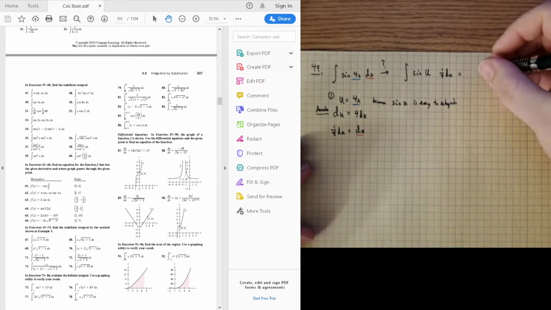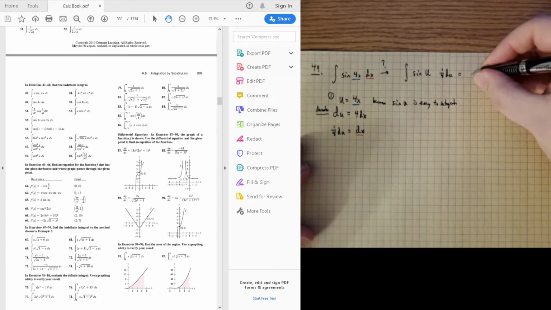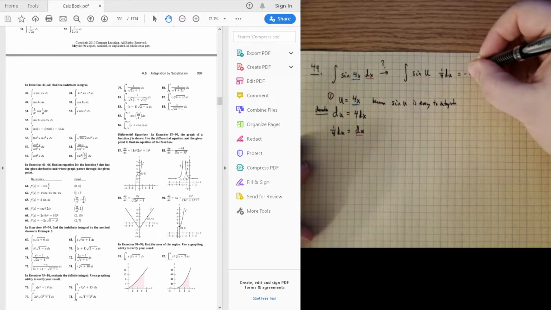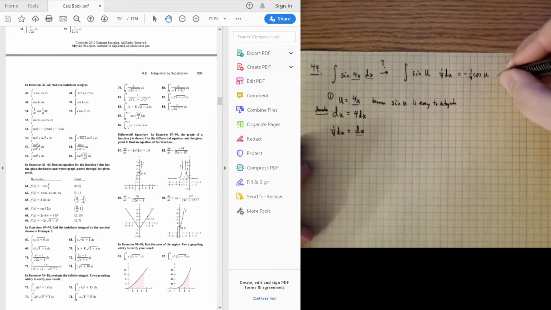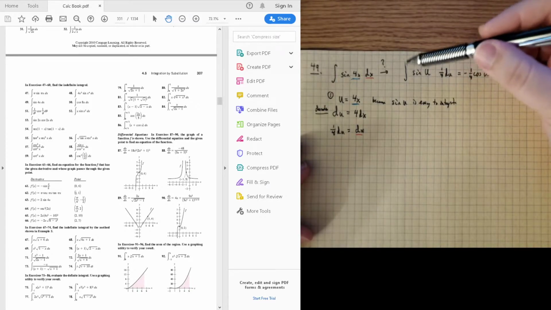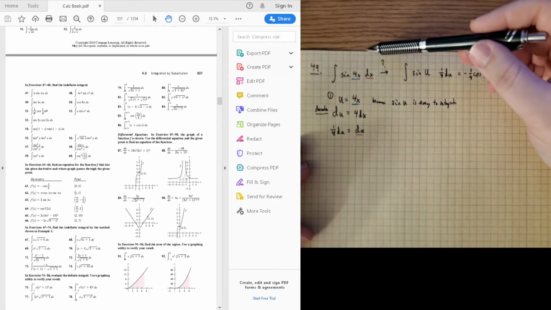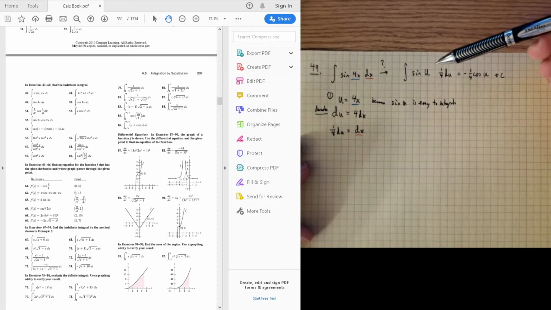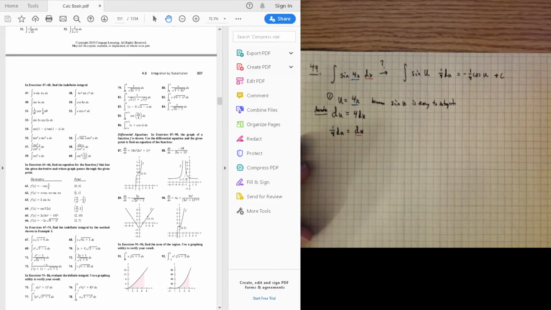So, sine of u, the integral of sine of u is negative cosine of u. The 1/4 would come out front, so this would become negative 1/4 cosine of u, and then plus c. For this part, I am using my basic integration rules. Remember, from a derivative standpoint, cosine becomes negative sine. So from an integral standpoint, sine becomes negative cosine.